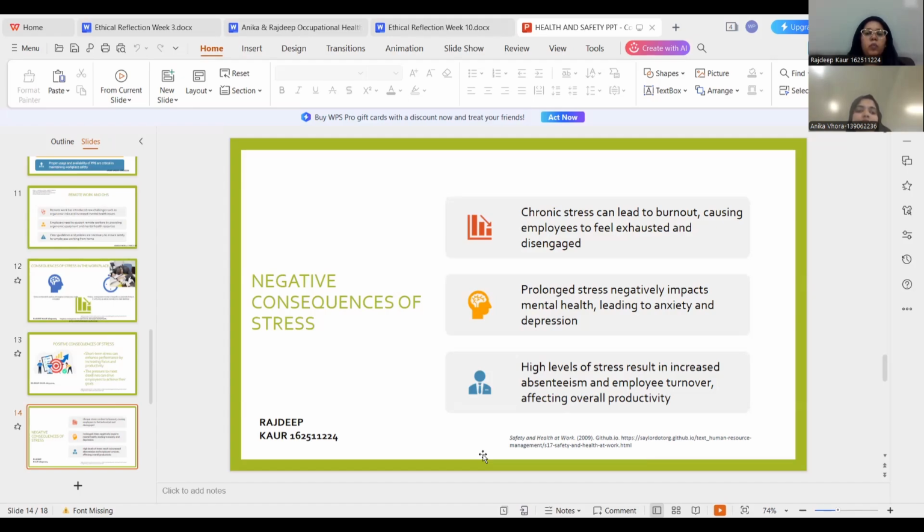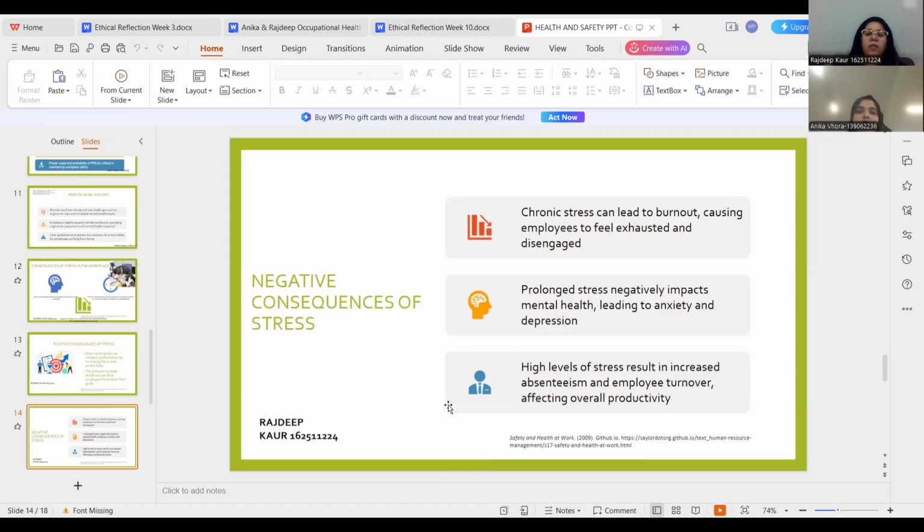Moving forward to point two, prolonged stress also has a negative impact on mental health. It can lead to anxiety and depression. So in many companies where stress is being placed on the employees for a prolonged time period, the depression rate among their employees is really high. And I believe there was a study conducted in Japan that, due to poor work-life balance, a lot of the employees working in multinational companies are suffering from depression.